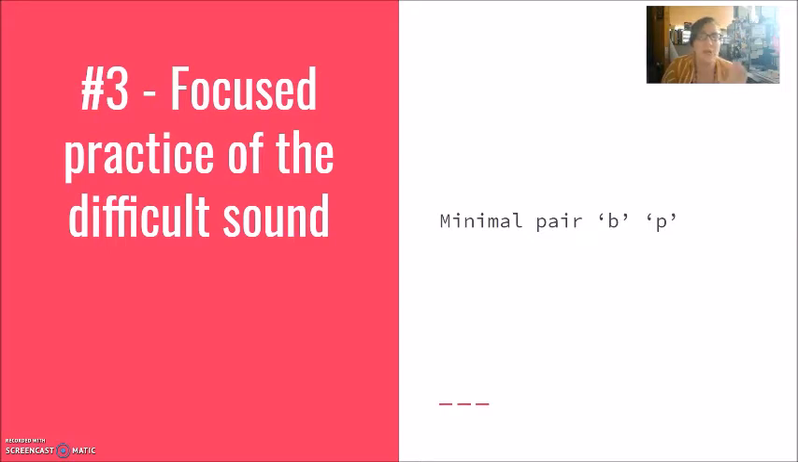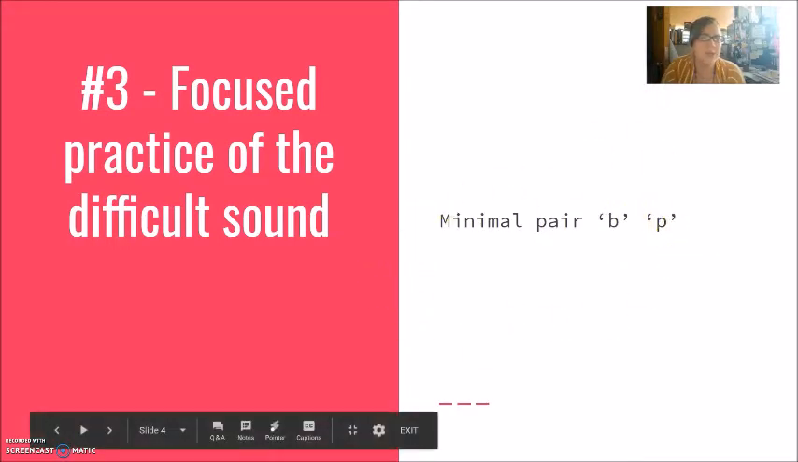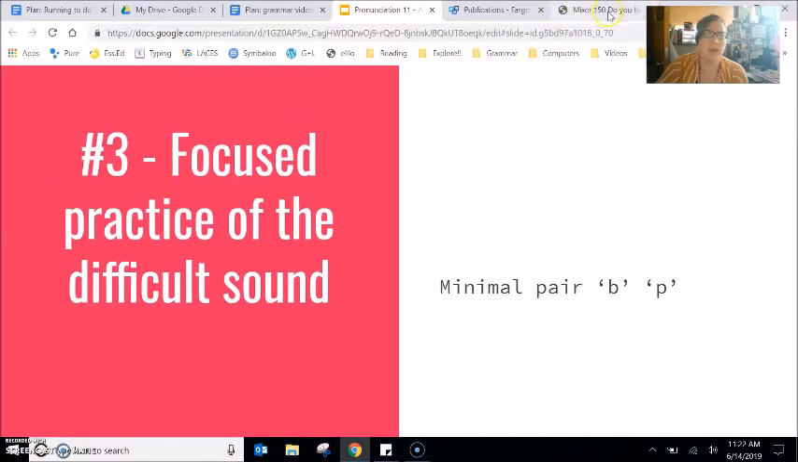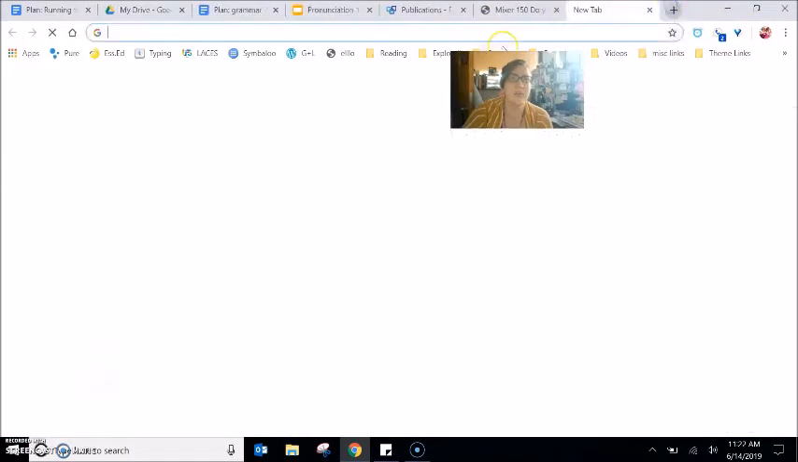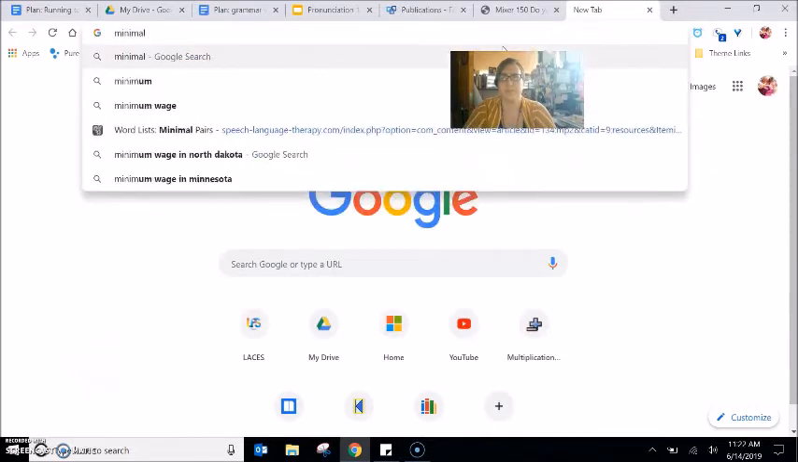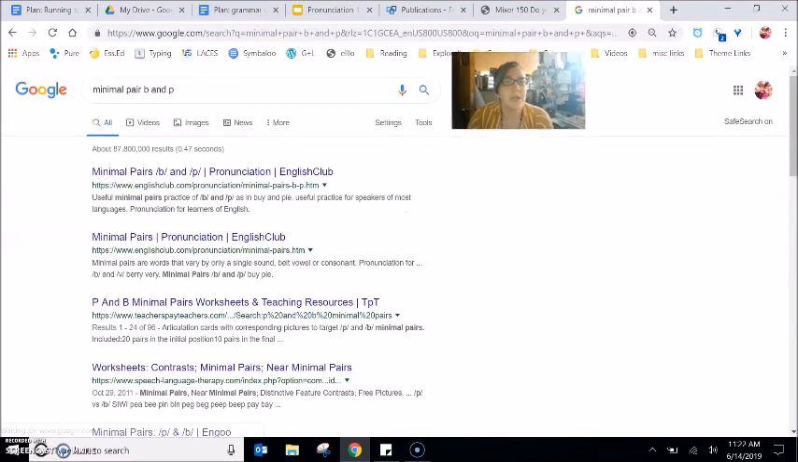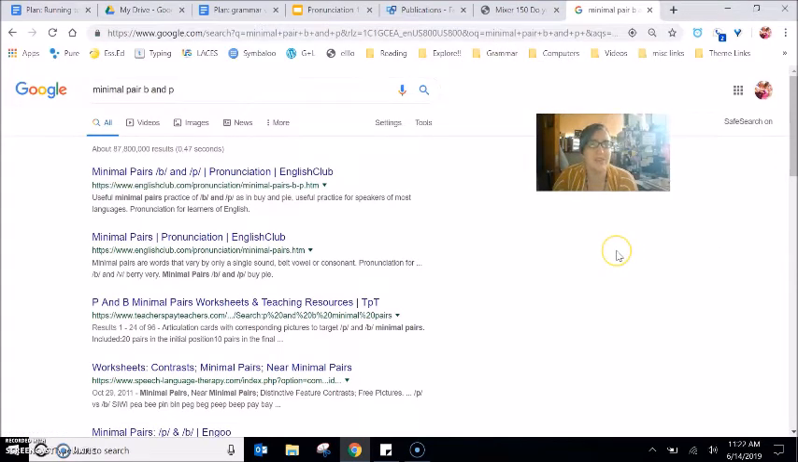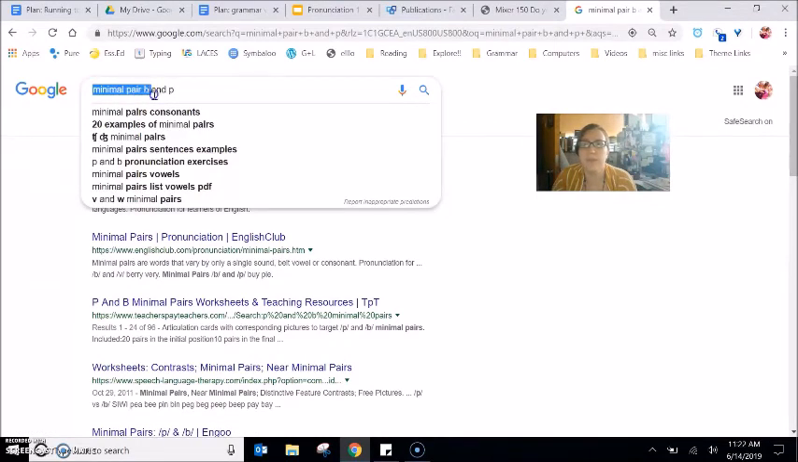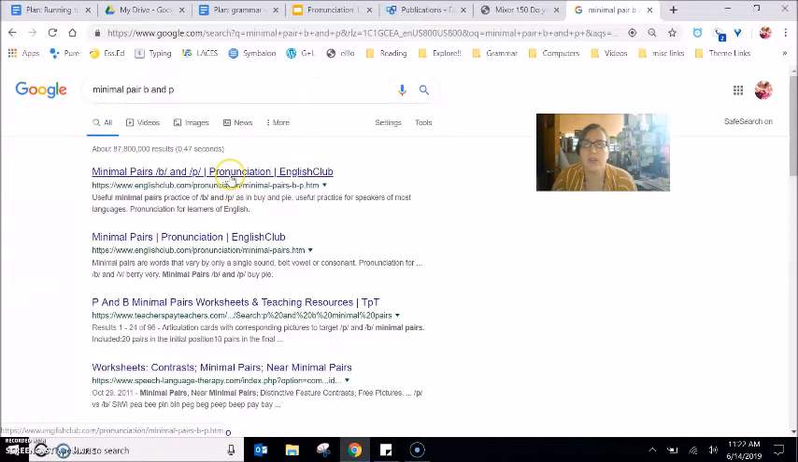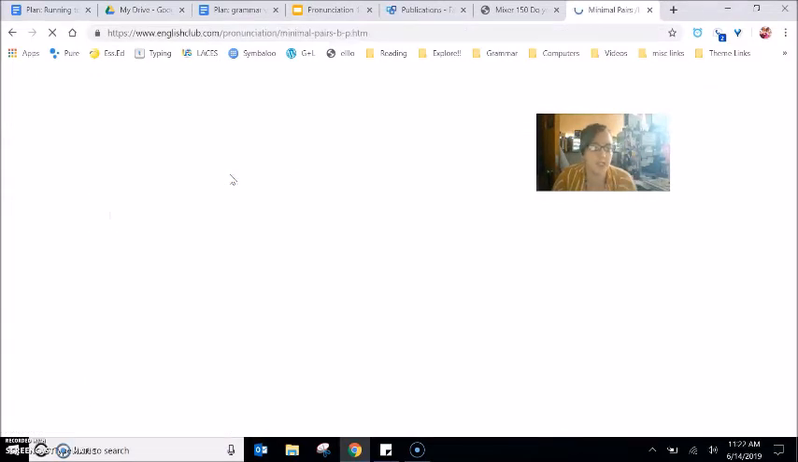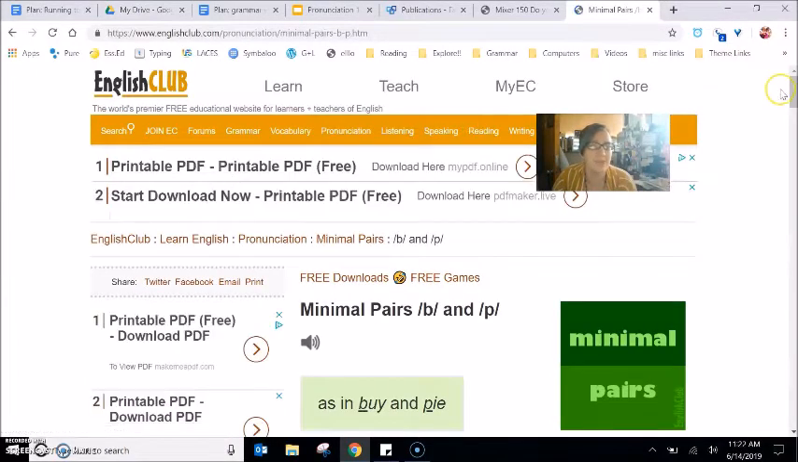Then we can do something called a focused practice for that difficult sound, using something that's called minimal pairs. A minimal pair is where we have the exact same word, but one sound has been changed. So for example, if you know that B and P is a difficult sound pair for you, you Google search for minimal pair, B and P, and you will find lists of words that have both B and P.